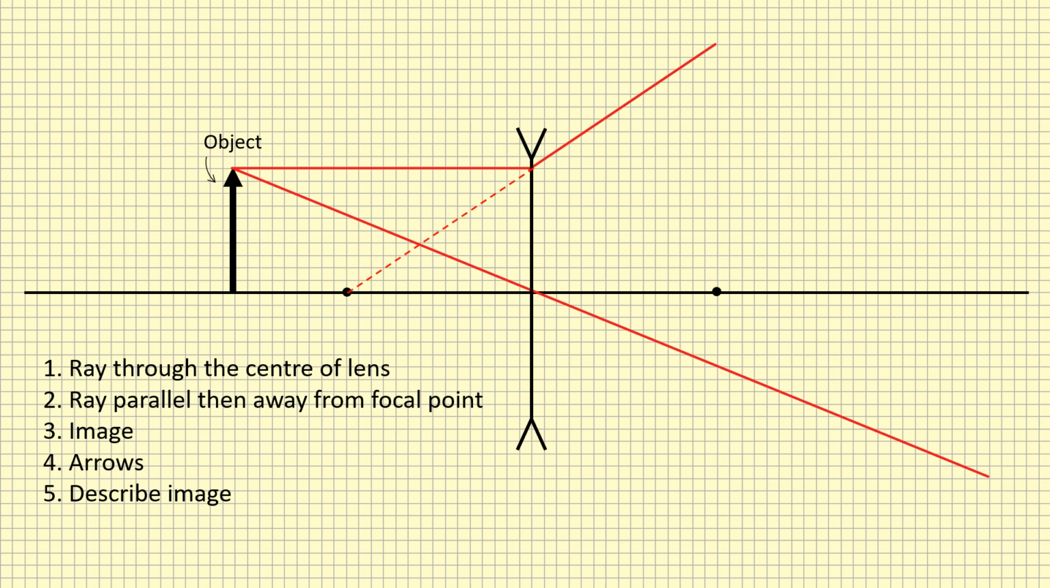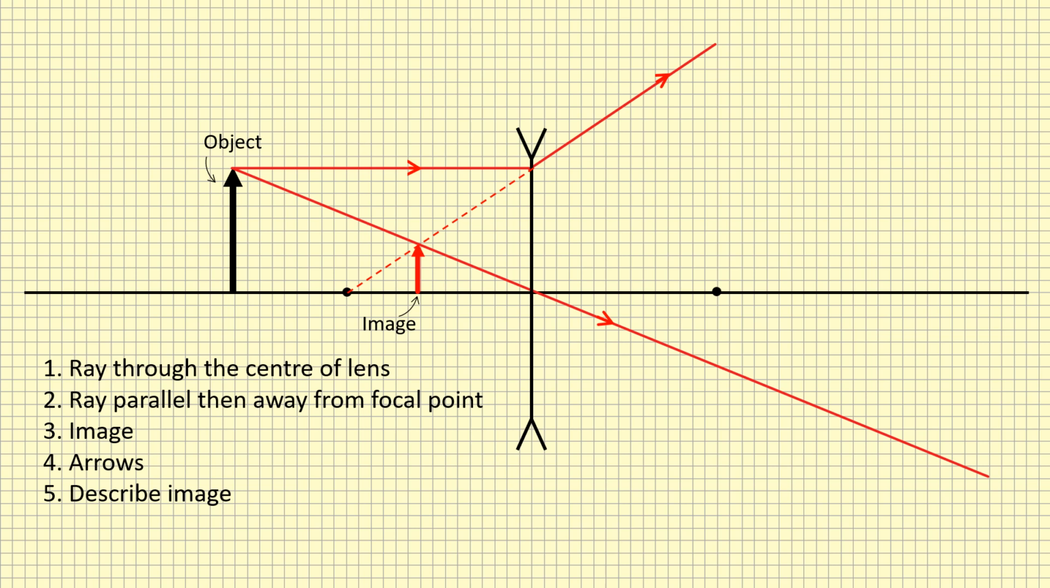Okay, so where these lines meet, it's actually not a real ray that's going through this point there. So we know it's going to be a virtual image because the rays aren't actually meeting at that point. That's where the image is formed. So that's your image there. Okay, then don't forget to add arrows for the actual real rays, the solid ones like this.